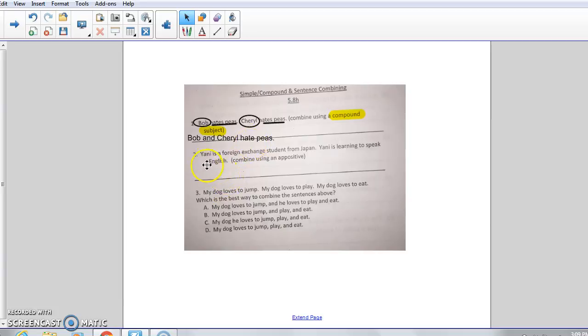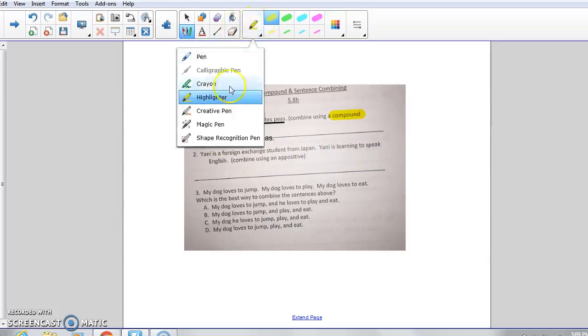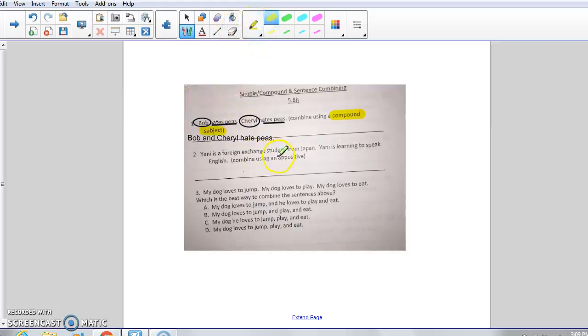All right, number 2. Yanni is a foreign exchange student from Japan. Yanni is learning to speak English. This time it says we have to combine it using an appositive. If you remember, an appositive is a phrase that tells more about our subject. So our subject here is Yanni. If you look, you should see where something tells us a little more about Yanni. Well, who is Yanni? Here's our appositive phrase. Yanni is a foreign exchange student from Japan.